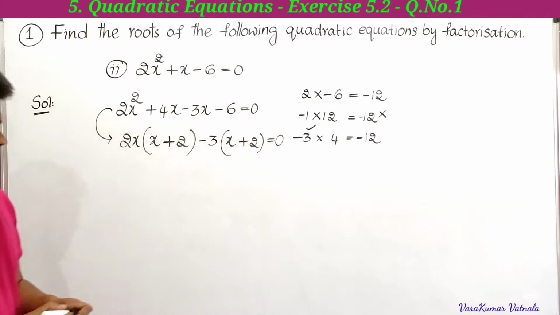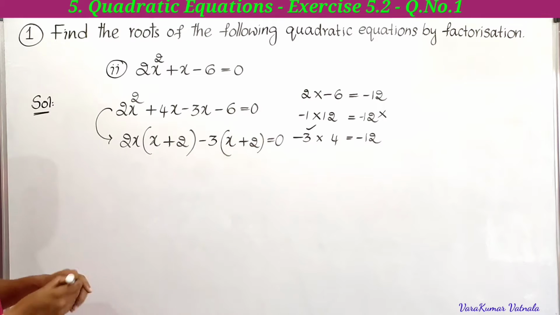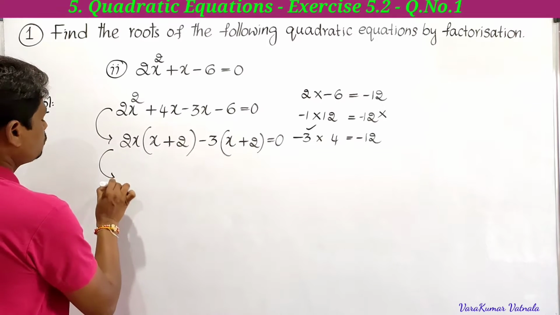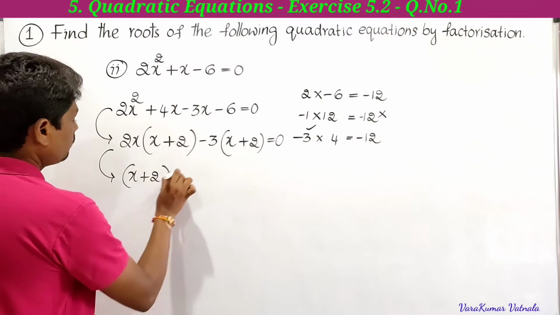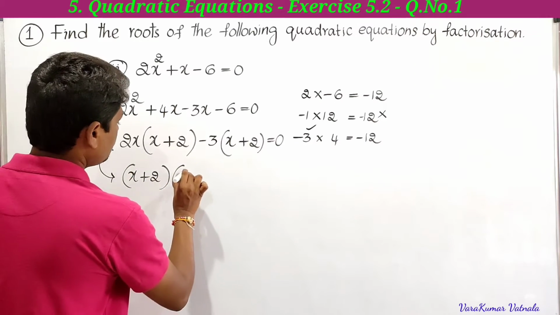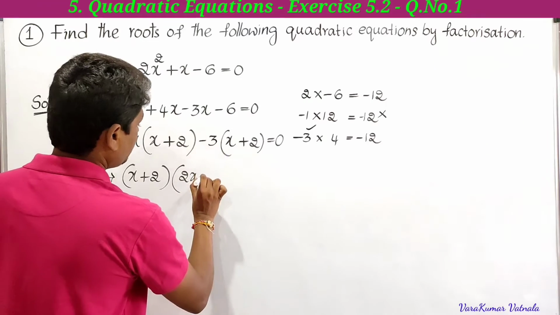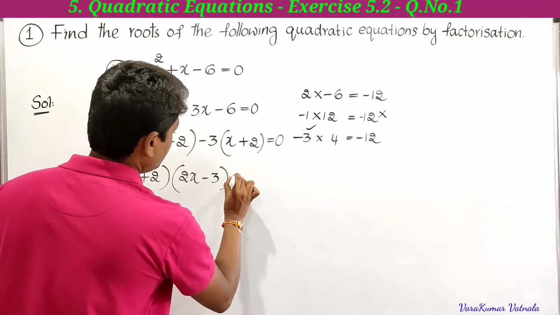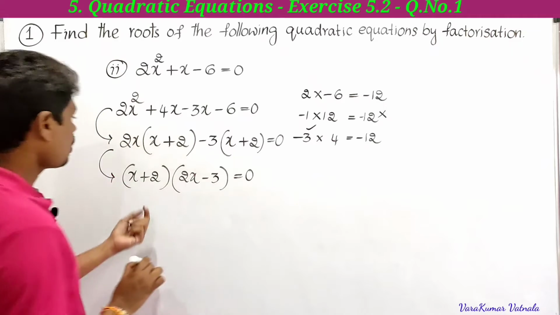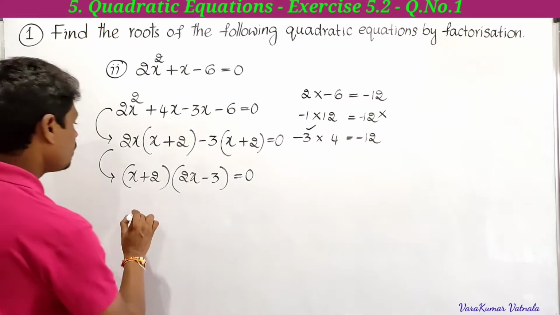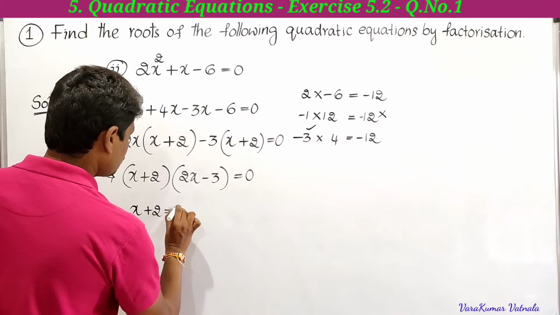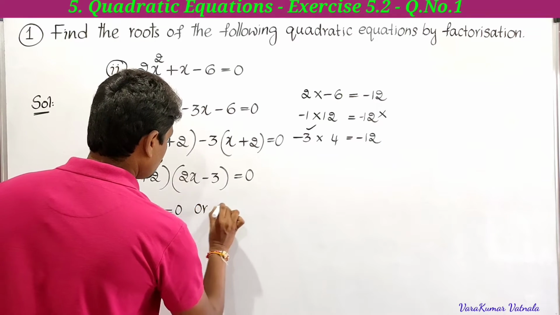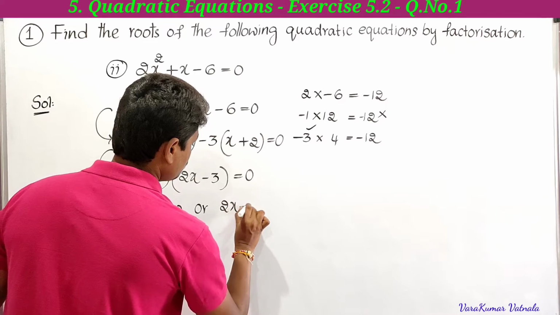So here x plus 2 is common in both the terms. So I am taking x plus 2 as common: x plus 2 into, here 2x is there, and here minus 3 is there, is equal to 0. So now either x plus 2 equal to 0 or 2x minus 3 equal to 0.